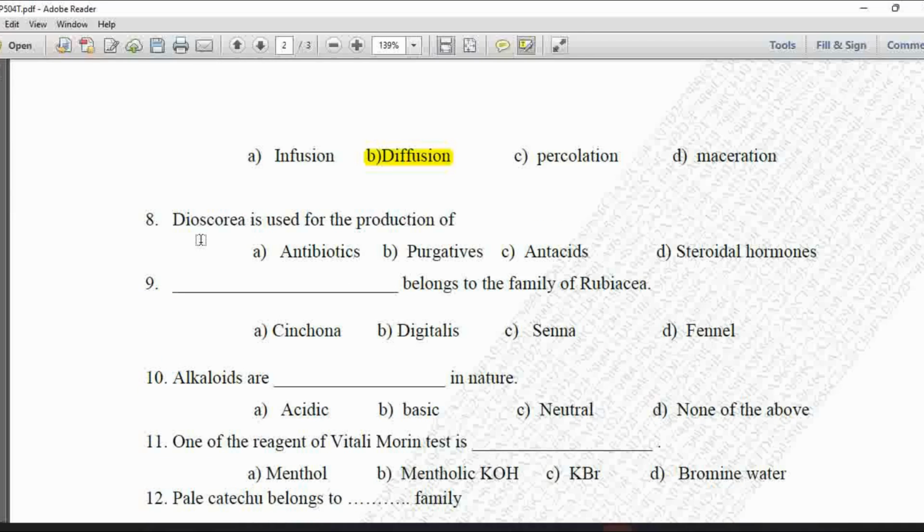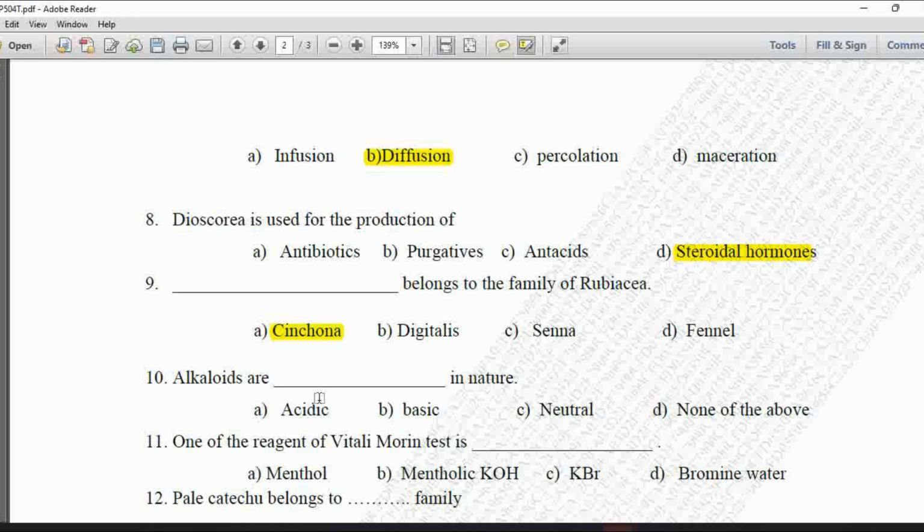Next MCQ, Dioscorea is used for the production of option A is antibiotics, B is purgatives, C antacid, and D is steroidal hormones. So here Dioscorea is mainly used for the production of steroidal hormones. So option D is correct. Next MCQ, ninth one, dash dash belongs to the family Rubiaceae. Option A is Cinchona, B digitalis, C senna, and D is fennel. So Cinchona is the drug which belongs to the family Rubiaceae. So option A is correct.